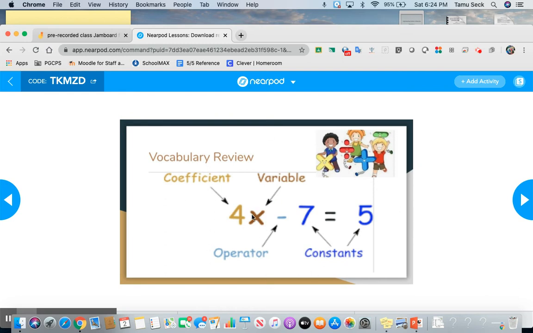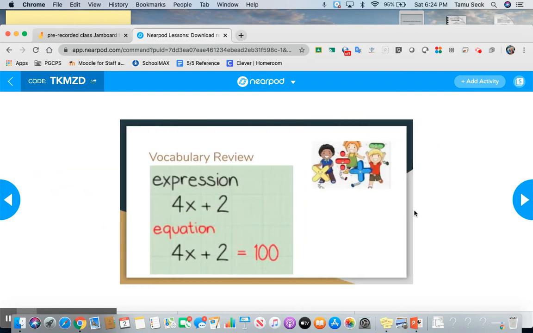The variable is a letter that represents an unknown number. Constants are numbers that have no variable, and a coefficient is a number that multiplies a variable. Let's review the difference between an algebraic expression and an algebraic equation. An algebraic expression has variables, coefficients, constants, operations, but an equation has all those things and an equal sign.